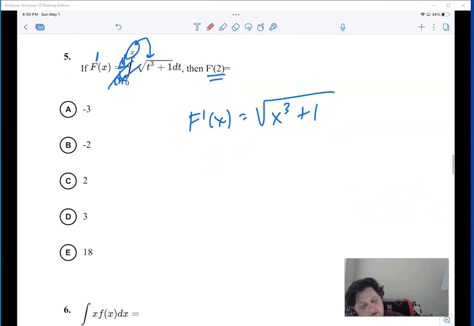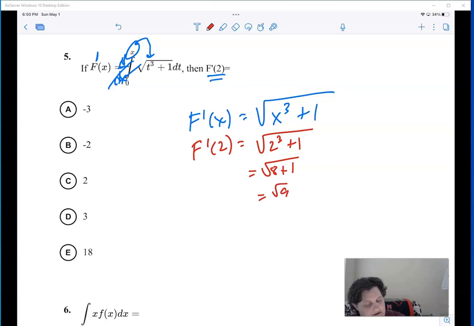There you go. So now, what's f prime of 2? Well, it's the square root of 2 to the third. 2 to the third is 8. The square root of 8. Okay.